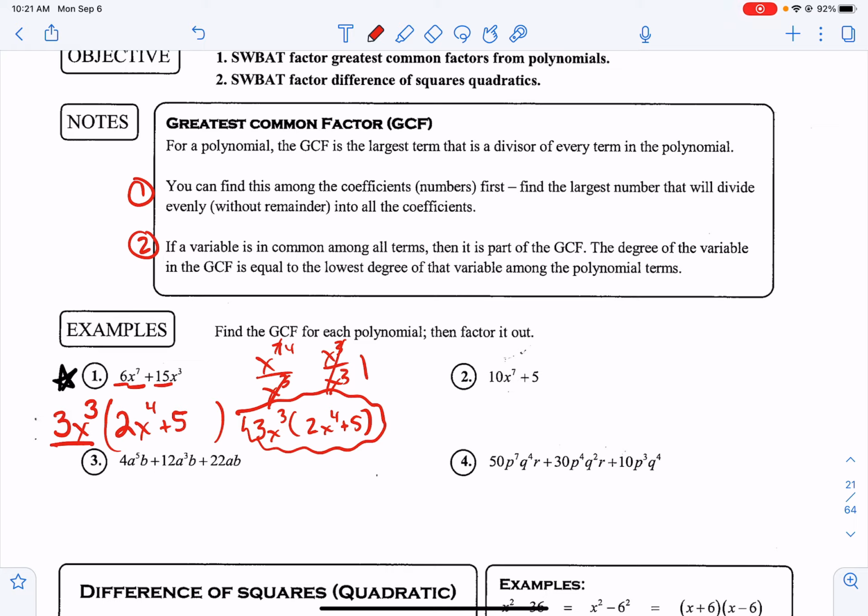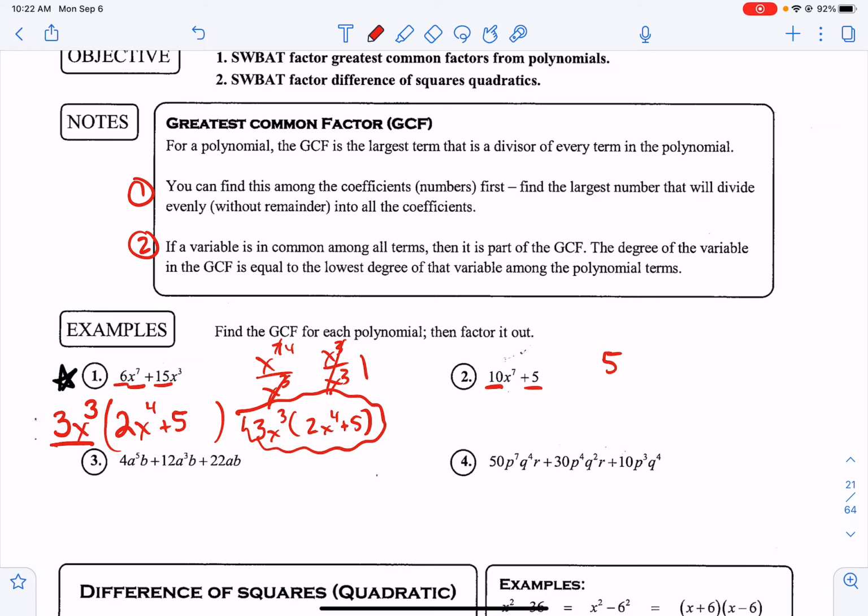So look at number 2. I want to factor out the greatest common factor again. So if I look at my numbers, 10 and 5, the largest thing that goes into a 10 and a 5 is a 5, right? That's the biggest thing that goes into both. And then, oops, I probably shouldn't put a parenthesis yet.